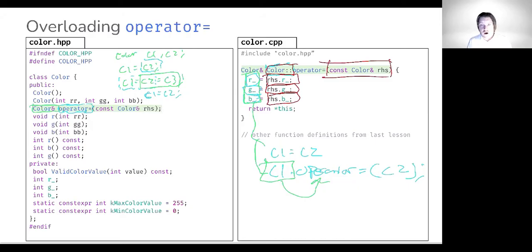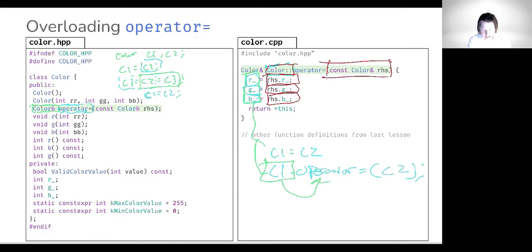So it has raw access to those variables, and it can go ahead and access, say, the right-hand side's R, G, and B without having to go through their accessors. Likewise, to make assignments to the left-hand side's R, G, and Bs, we don't have to go through the setters or mutators.